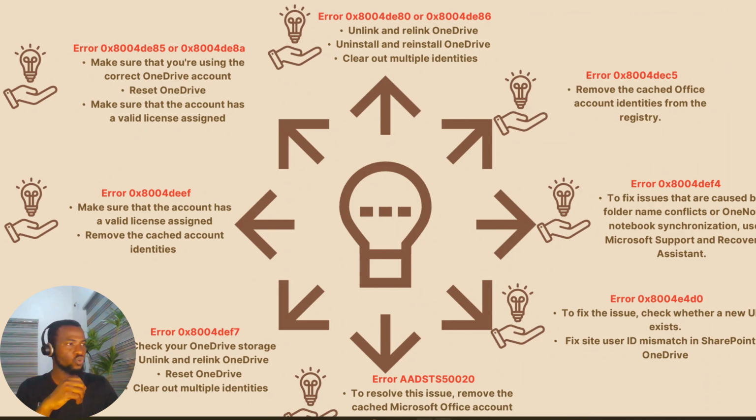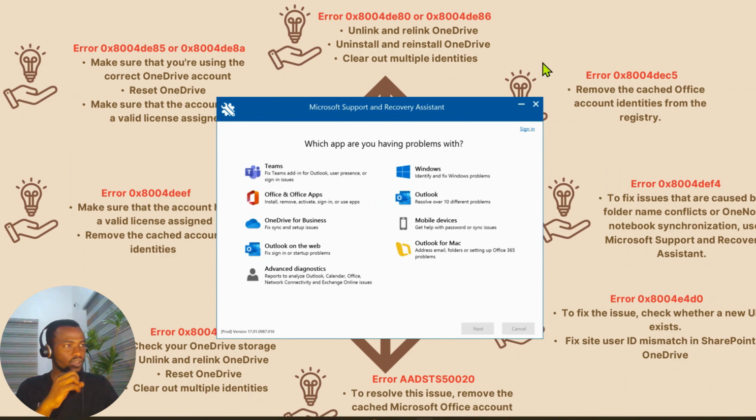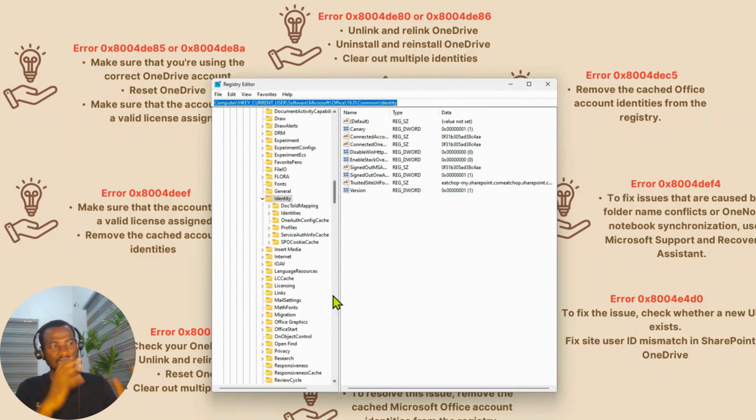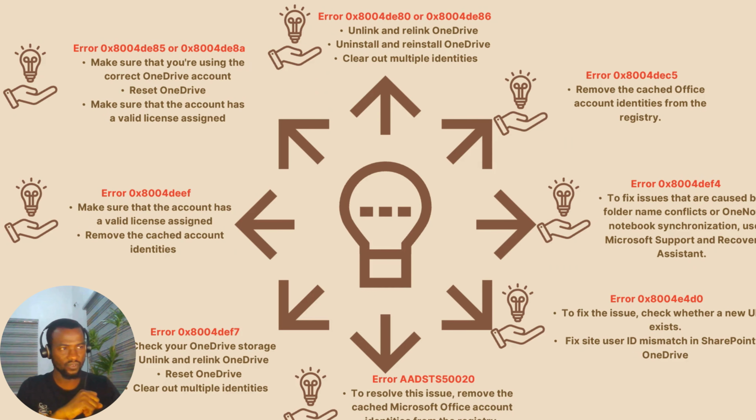Once you've done that, you're still going to come to the registry editor again to clear the cached identity. If you notice, clearing the cached identity fixes a lot of issues. So it's common in fixing a lot of these error messages. We're going to go to the next one, which is error 0x8004DEF4, error F4.